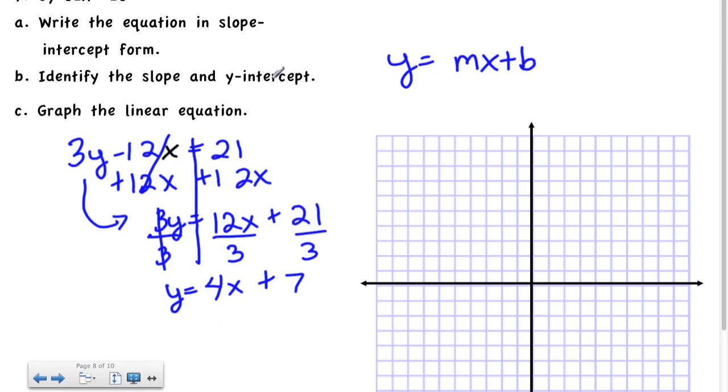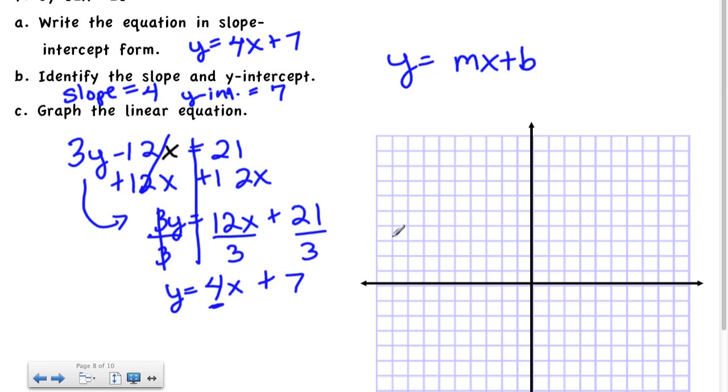So for b, we'll write it up here, slope equals 4, because that's where m is. And the y-intercept is the b at the end of the mx plus b, which is positive 7. I'm going to write for a up here too, because that's answering the question. And then graph the line, the linear equation.